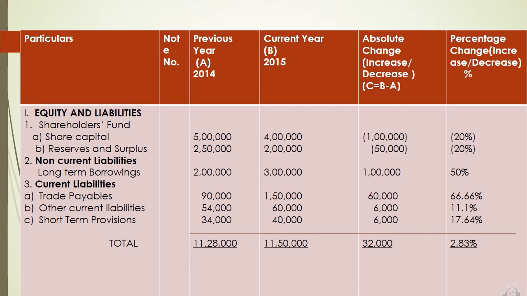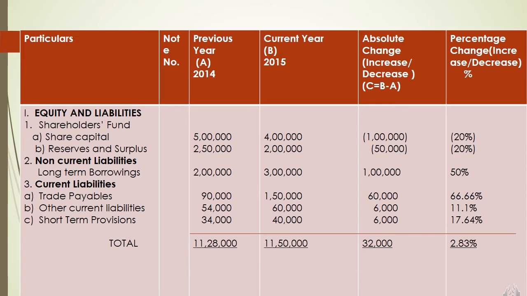Then the last column I have calculated the percentage of change. So absolute change is 1 lakh and the previous year's amount is 5 lakh. So 1 lakh divided by 5 lakh into 100, that is 20%. And as it is a negative change, we have to put that in brackets.